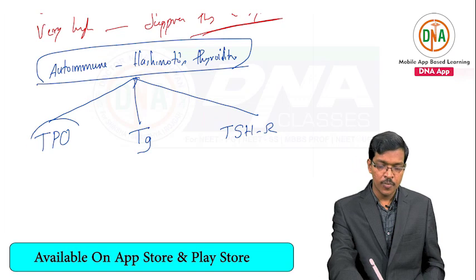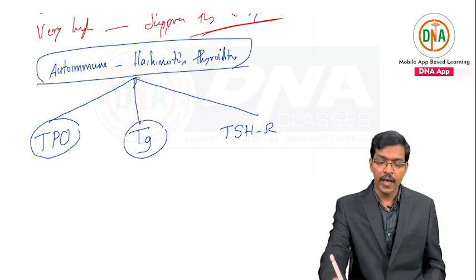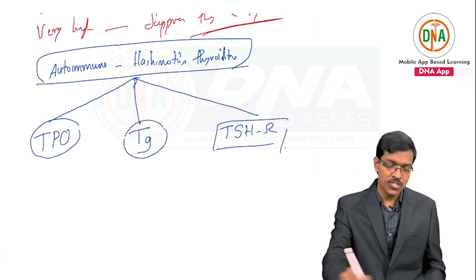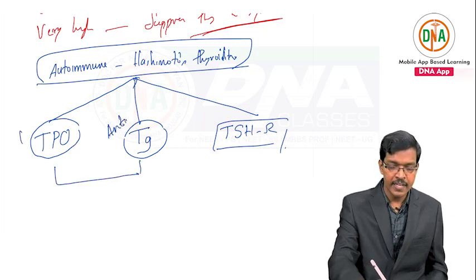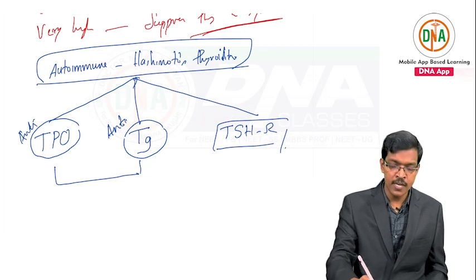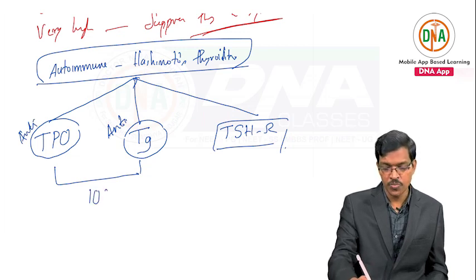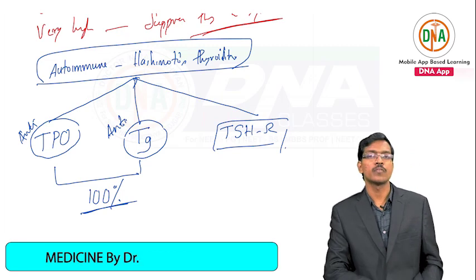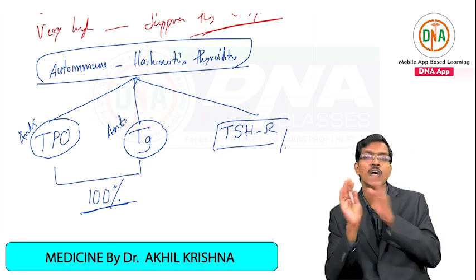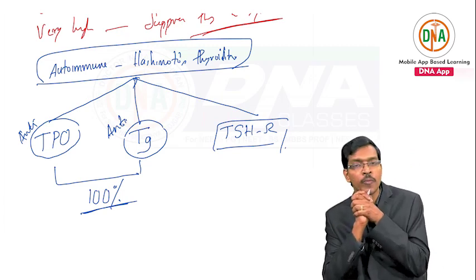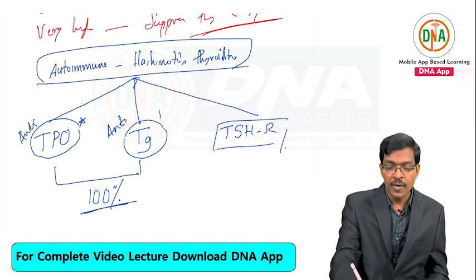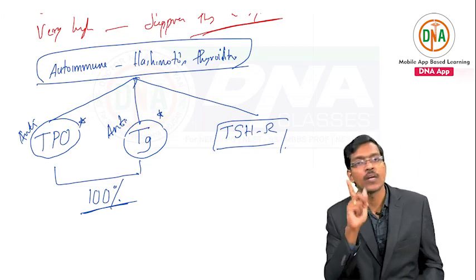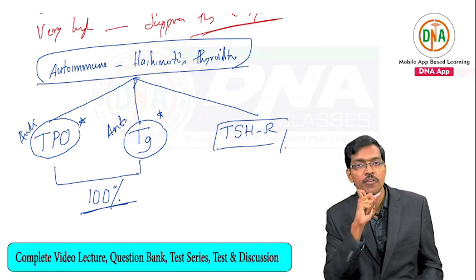TPO stands for thyroid peroxidase, thyroglobulin, and TSH receptor, in which TPO and TG antibodies, that is anti-TG antibodies and anti-TPO antibodies, are seen in almost all patients with autoimmune hypothyroidism. These two antibodies are seen in almost 100% of patients with autoimmune hypothyroidism. That means this can be used as a marker of autoimmunity in thyroid disorders. That is the significance.